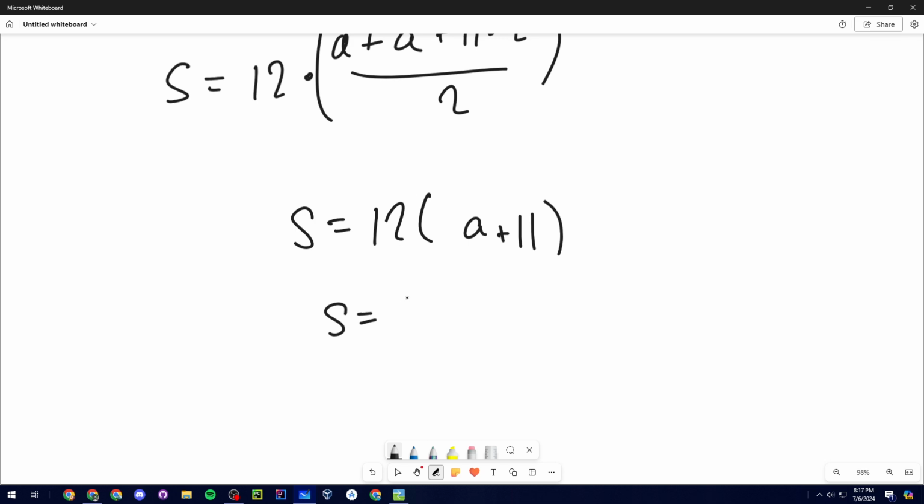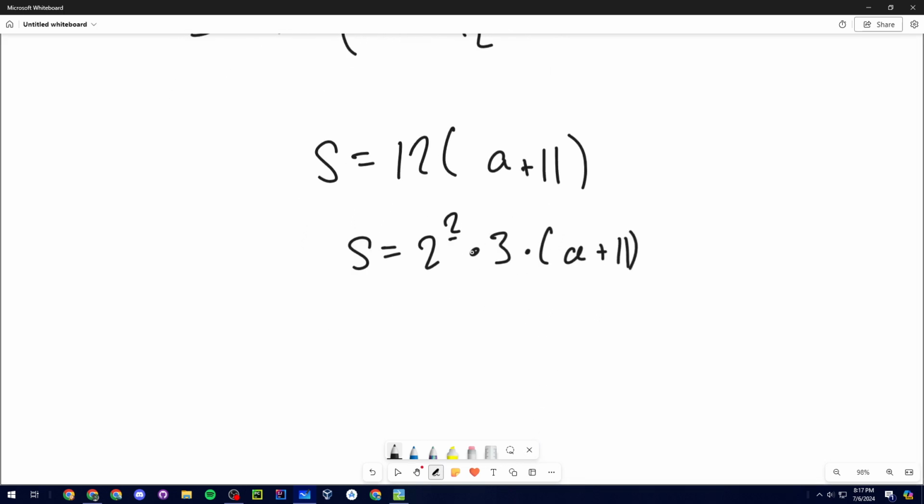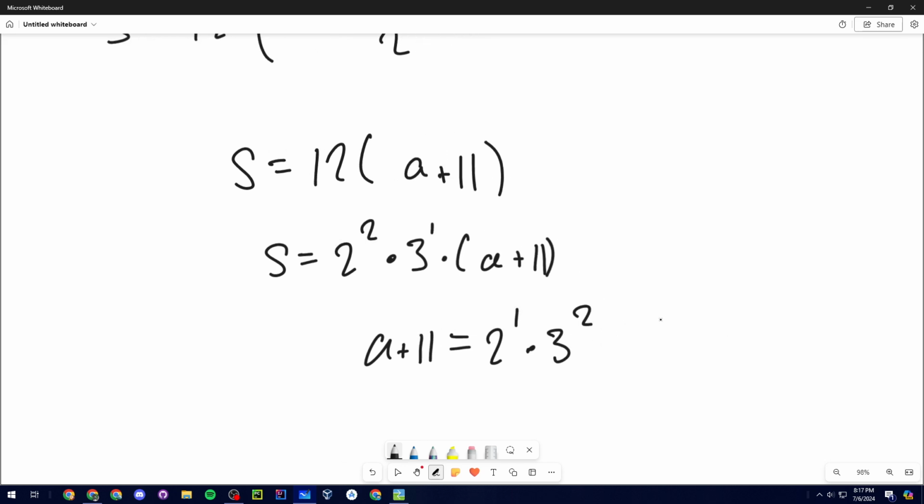So S, I'm going to prime factorize this as 2 squared times 3. Now, for this one to be guaranteed the smallest perfect cube, we basically have to make this as perfect a cube as it can get. Now, what do I mean by this? That means that to make this a perfect cube, the powers must be divisible by 3. So because of that, when you multiply, A plus 11 must be equal to 2 to the first times 3 squared. Why is that? Because say we do that as 2 squared times 3 to the first times 2 to the first times 3 squared.